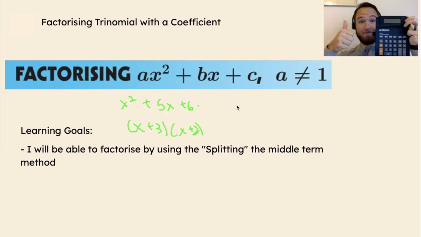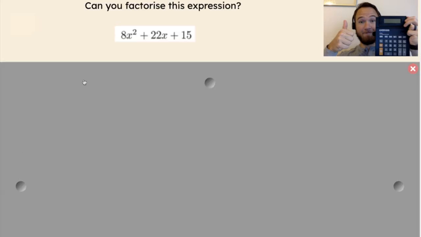Okay, but what if we had something like 8x squared plus 22x plus 15? We haven't done anything like this, but we're going to learn how to do that today using a method called splitting the middle term. This is our middle term here. So let's take a look at this again.